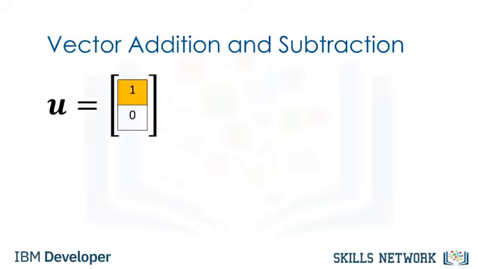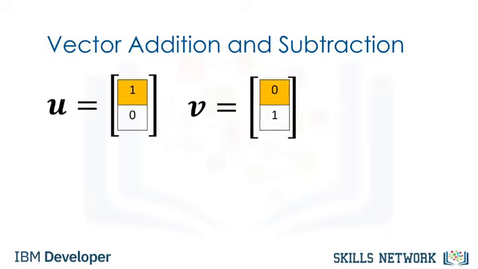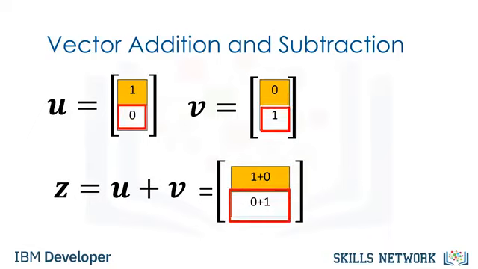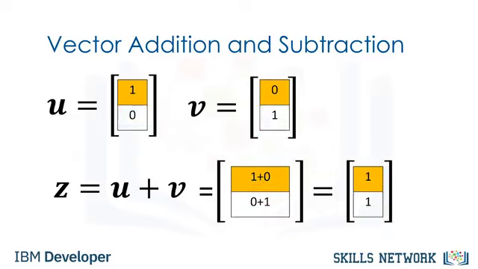Consider the vector u with 2 elements. The elements are distinguished by the different colors. Similarly, consider the vector v with 2 components. In vector addition, we create a new vector, in this case z. The first component of z is the addition of the first component of vectors u and v. Similarly, the second component is the sum of the second components of u and v. This new vector z is now a linear combination of the vector u and v.